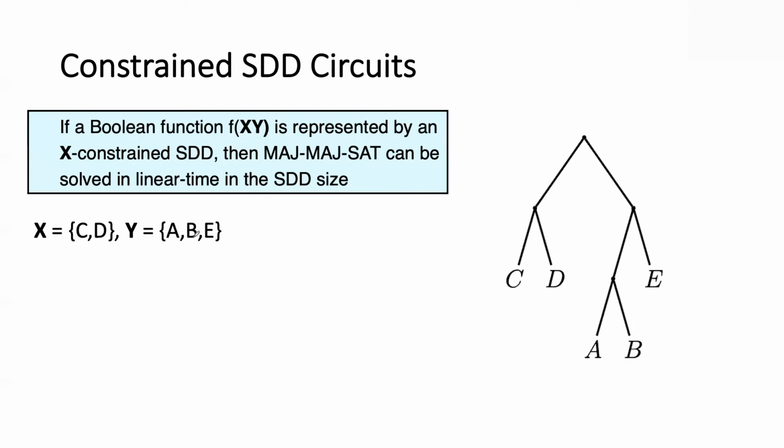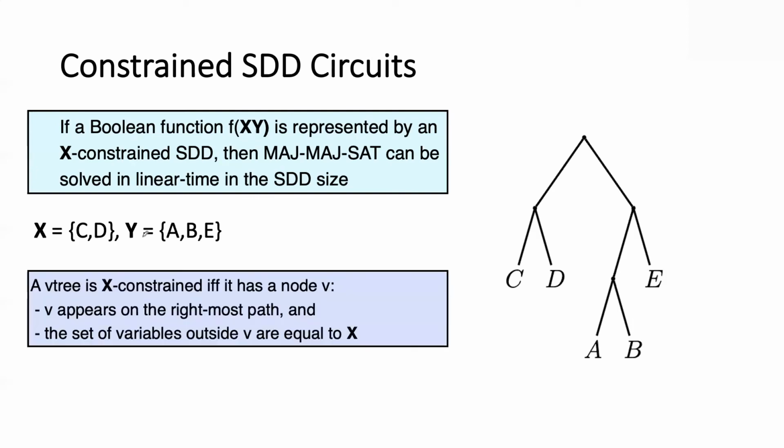So here's an example Vtree in this particular case. Remember, a Vtree in general is just a binary tree. You just want to make sure that the leaves are in one-to-one correspondence with your variables. So this is one of them. But this one happens not to be just any Vtree. It ends up being what we will call an X-constrained Vtree. And what does that mean?